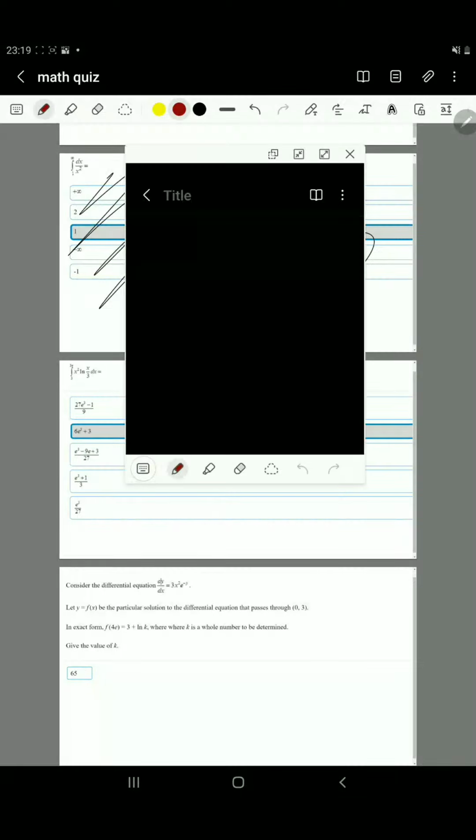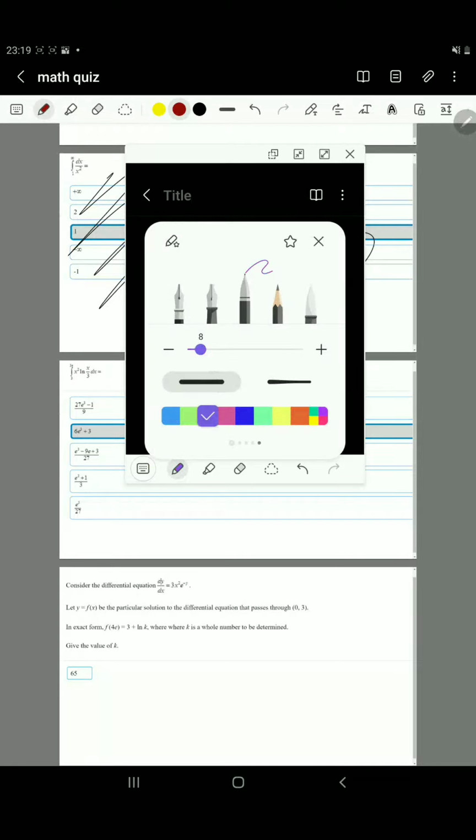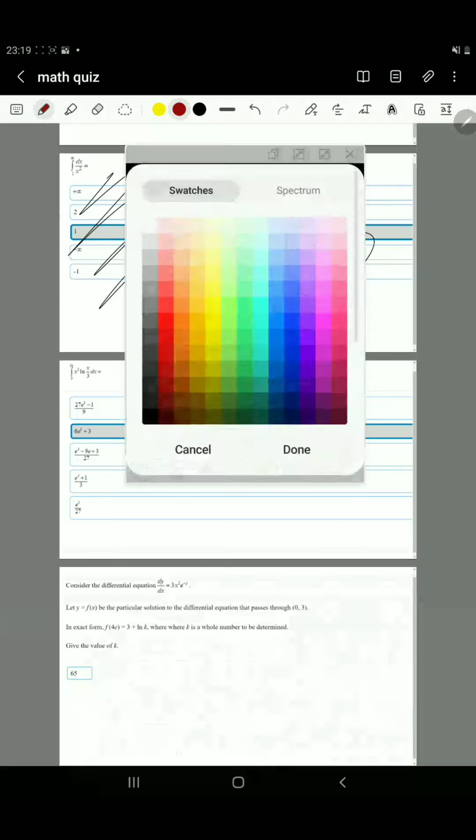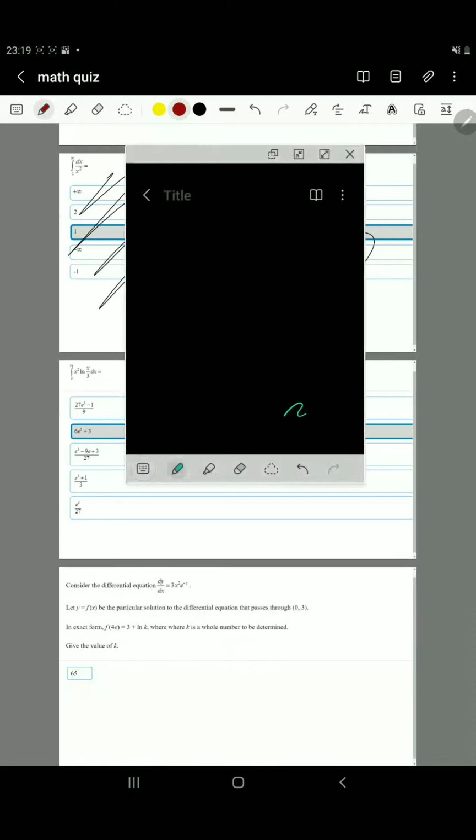Let's open up a new note. You can't see that color, it's too bold. But you can see this color hopefully.